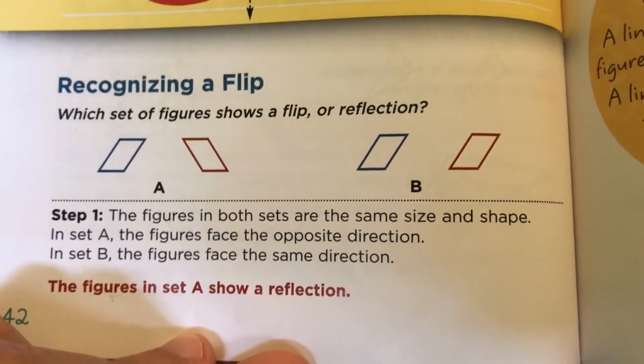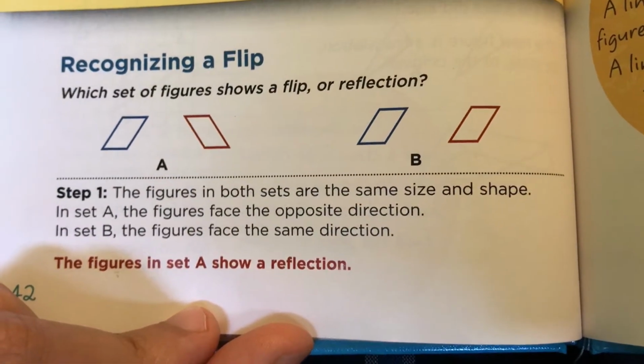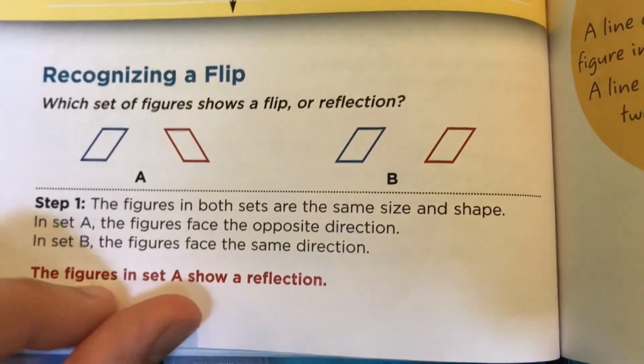Step 1. The figures in both sets are the same size and shape. In set A, the figures face the opposite direction. In set B, the figures face the same direction. So the figures in A show a reflection.